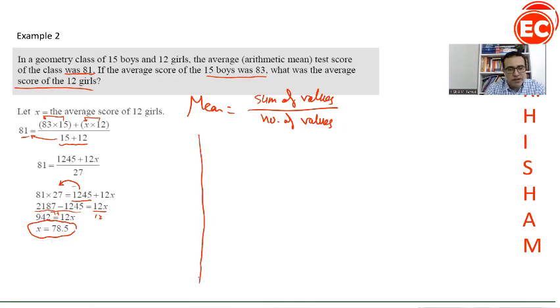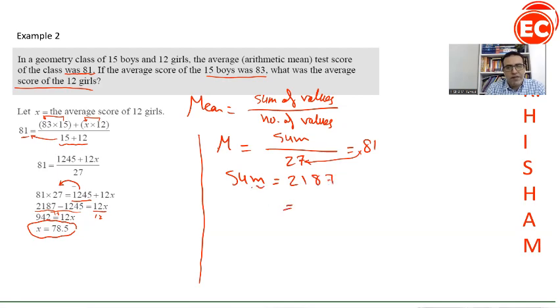Another method of solving this question. I note that the mean, as we said, is equal to the sum of the values divided by the number of them. So I wanted to find the sum, and the number of them is 27, and the mean is 81. So the sum is equal to 81 times 27, so the sum is 2,187. Where did I figure out the sum from? From 15 boys multiplied by 83 and 12 girls multiplied by X.